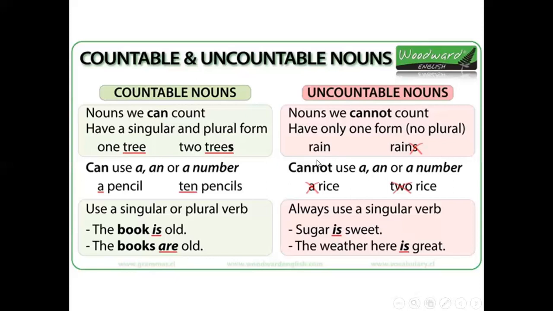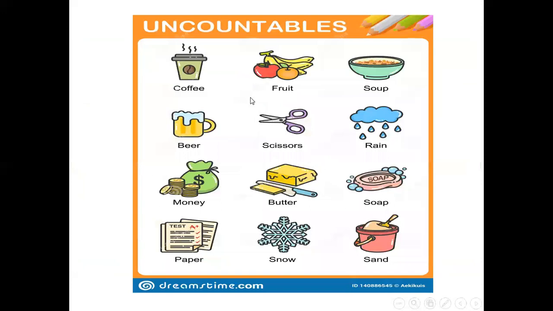Okay, so we come to our exercise. What do you see here? We have a lot of things. Try to think with me: are these names or objects countable or uncountable? Here, rain. Can you count rain? No, so it's an uncountable noun. Then we come to sand. Can you count sand? No, so it's an uncountable noun. What else? Try to think with me. Money. Is money here an uncountable noun? Yes, because we can't count it.